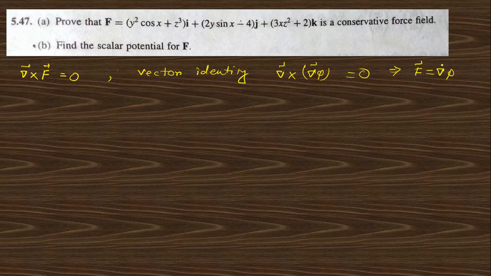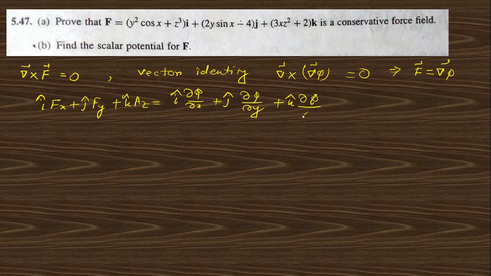It says find the scalar potential for F. Previously you got these relations. The curl of F is 0, and we know the vector identity says the curl of the gradient of any scalar function is 0. So, if we compare, we can say F can be written as grad phi. So, grad phi is nothing but i cap Fx plus j cap Fy plus k cap Fz, which is i cap del phi del x plus j cap del phi del y plus k cap del phi del z.